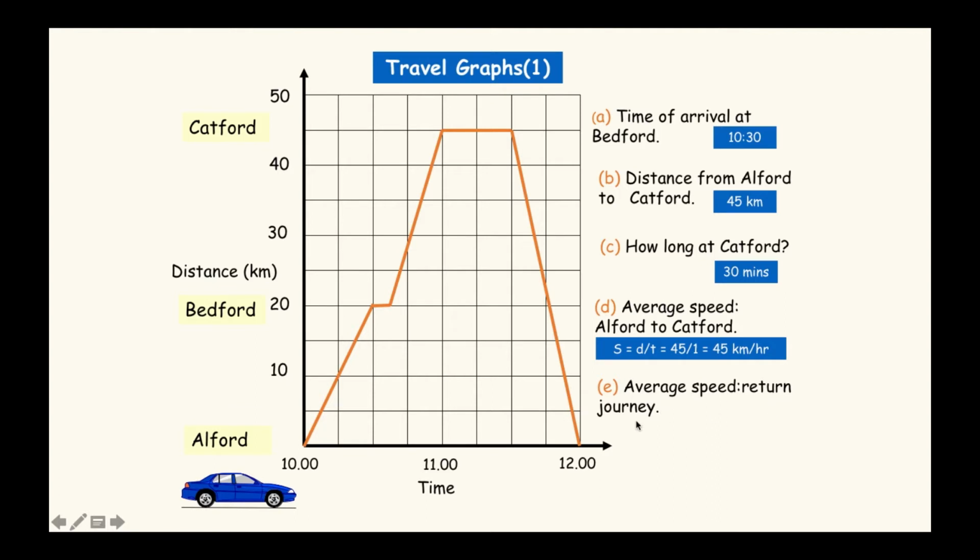What is the average speed on their return journey? On their return journey, they're coming from Catford back to Alford, which is still 45 kilometres, but they actually do it in only 2 squares time. 2 squares time is half an hour. So we need to do 45 divided by, which is distance divided by time. Okay, speed is distance divided by time. Their distance was 45 kilometres and they did it in half an hour. So you would use actually 0.5 there.